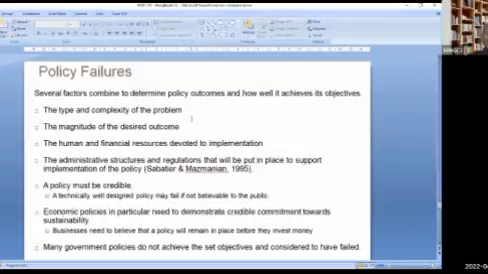Economic policies in particular need to demonstrate credible commitment towards sustainability. Businesses need to believe that a policy will remain in place before they invest money, which is so important. Many government policies do not achieve the set objectives and are considered to have failed.